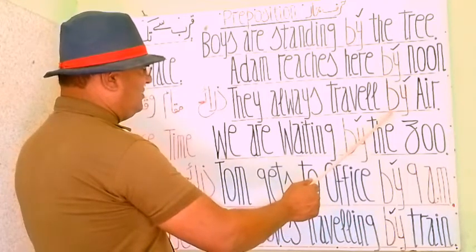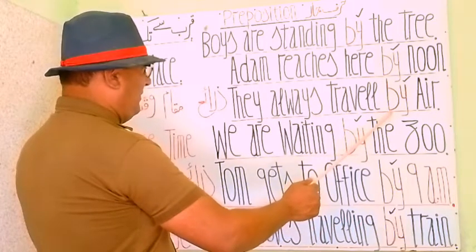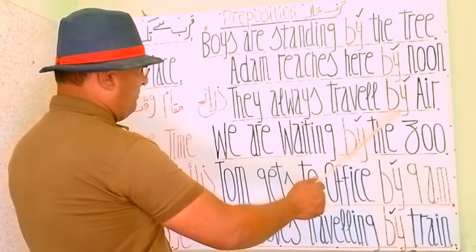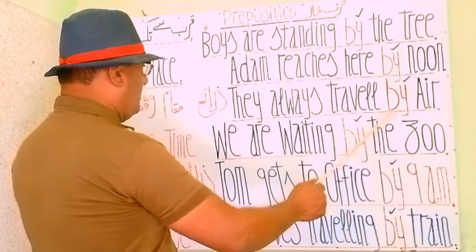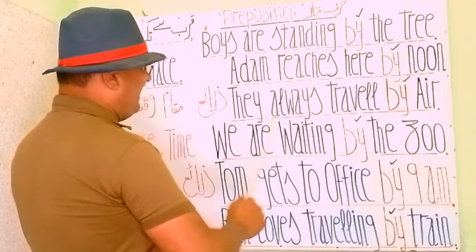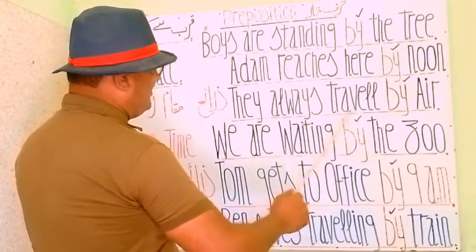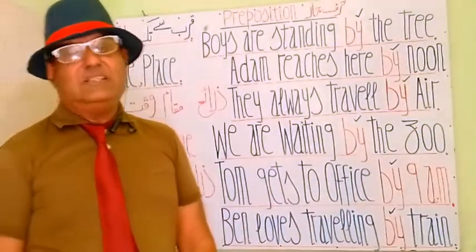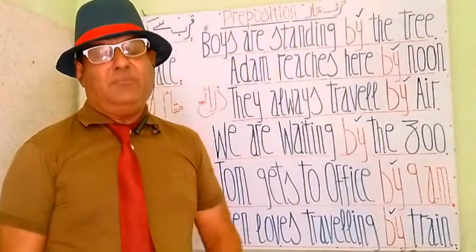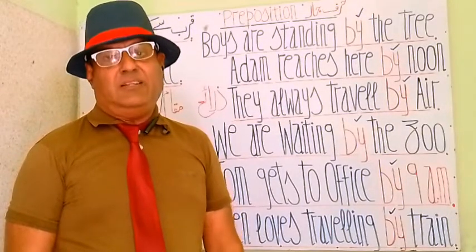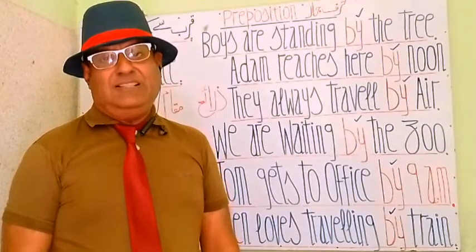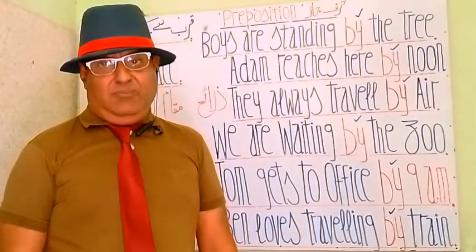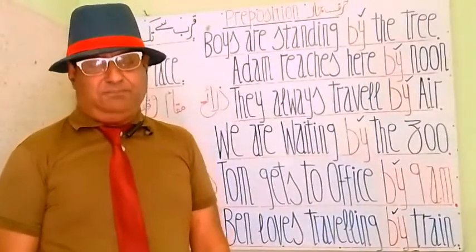By air, by is used as a preposition of means. A source or means. So they always travel by air. वो हमेशा हवाई जहाज से सफर करते हैं. My students, it's a very beautiful sentence. Here the by is a preposition of means. They always travel by air.